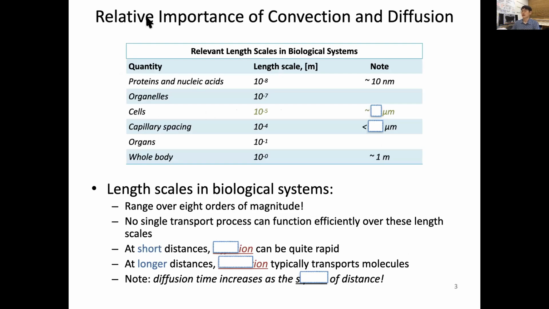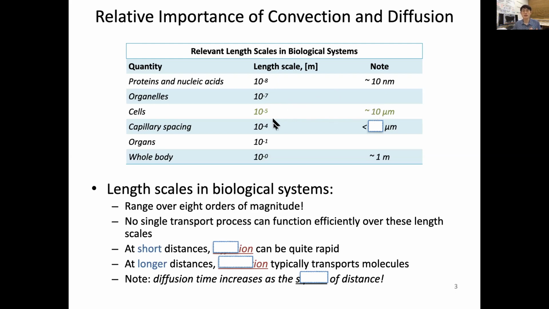So I brought this table about relative length scales in biological systems. We know a lot of these entities, such as proteins and nucleic acids, have a length scale of about 10 to the minus n meter. The size of a protein is on the order of 10 nanometers, and organelles are about 10 times higher. The cells composing our body, for eukaryotic tissue, are about 10 microns, which is 10 to the minus fifth meter.